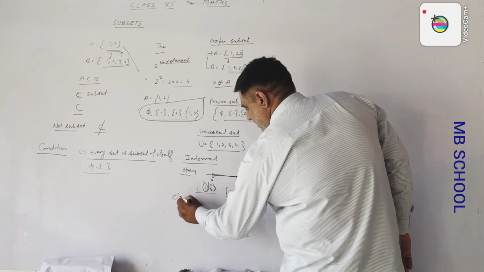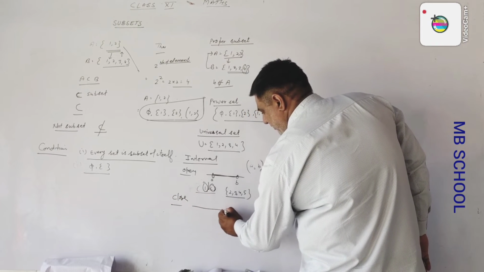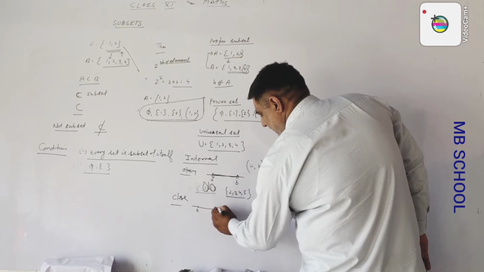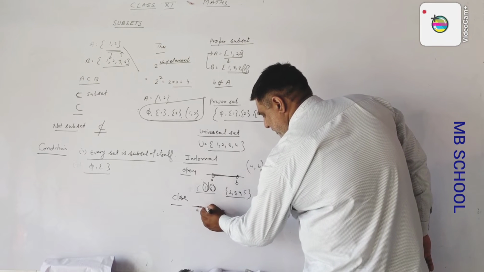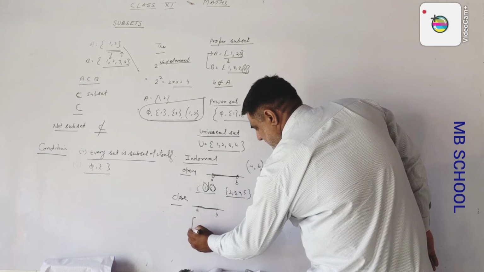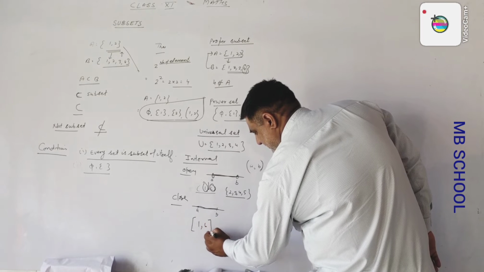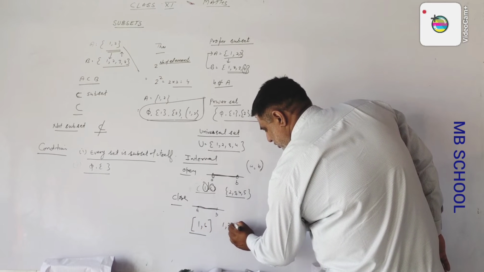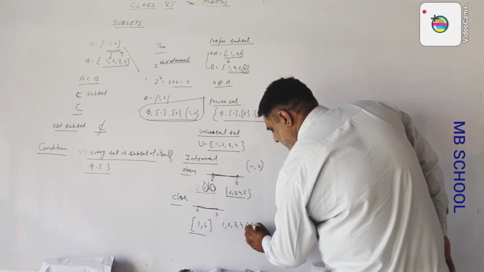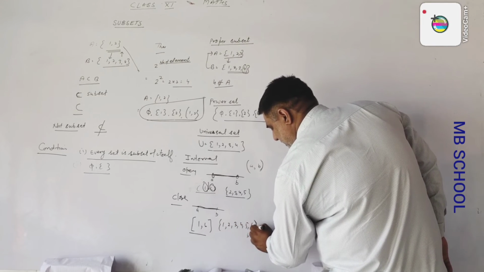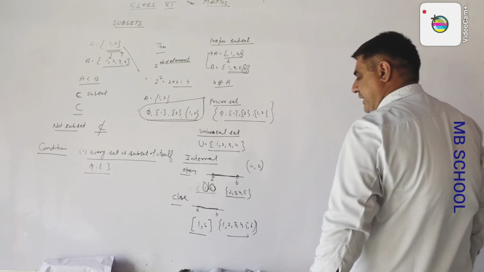Second, closed interval. In closed interval, we include A and B. Both A and B values are included. Like this, this is the 1 to 6. We get 1, 2, 3, 4, 5, 6. These are the set of a closed interval.